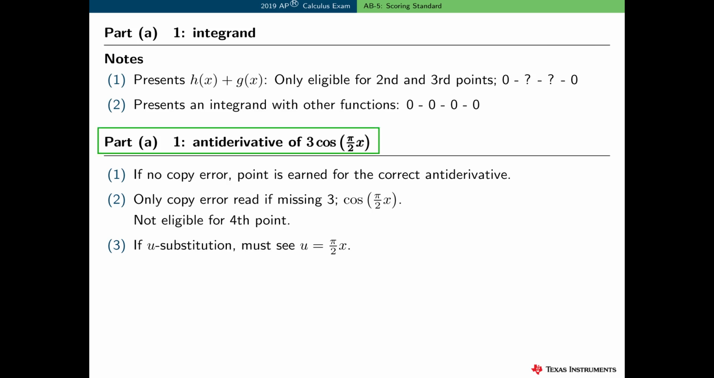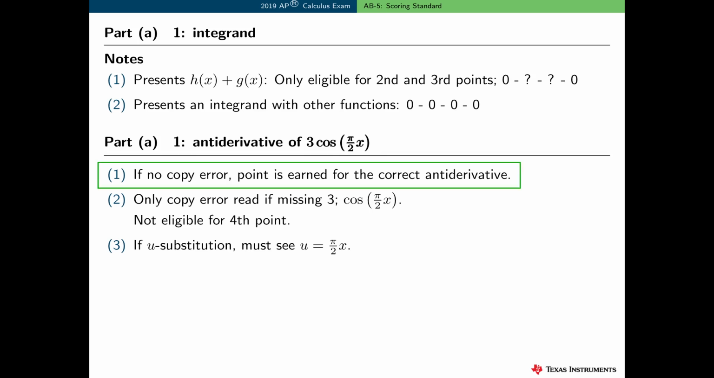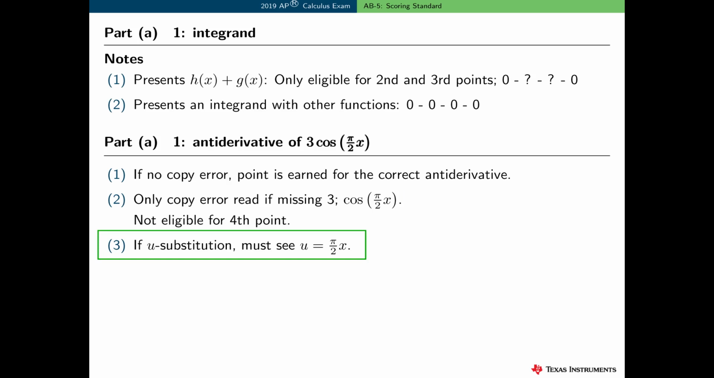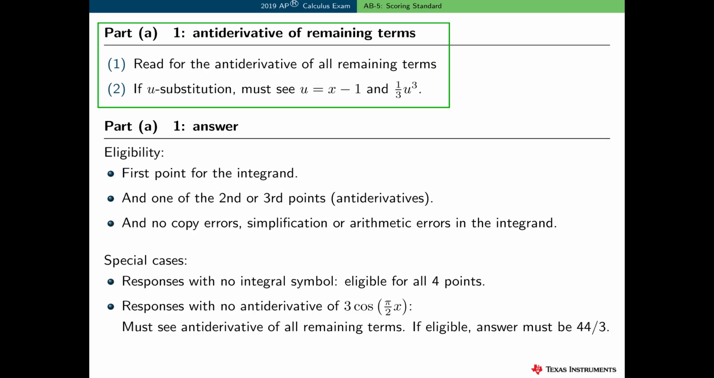The second point in Part A was for the antiderivative of 3 times the cosine of pi over 2x. If there was no copy error, then the point is simply earned for the correct antiderivative. The only copy error we will read with is a missing 3 out in front of the cosine. But in this case, the student is not eligible for the fourth point. Now, if a student chooses to use u substitution, then they must explicitly state that u is equal to pi over 2 times x.